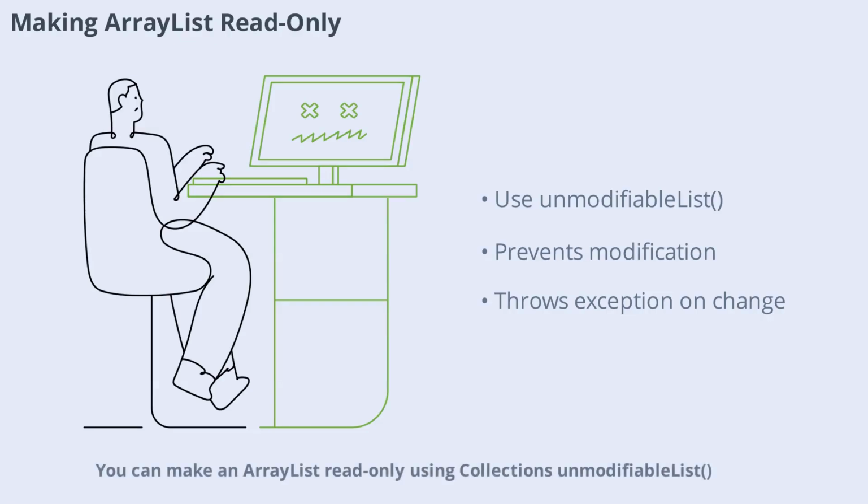You can make an ArrayList read-only using Collections.unmodifiableList. This method returns a read-only view of the original list. Any attempt to modify the read-only list will throw an UnsupportedOperationException, ensuring your data remains unchanged.